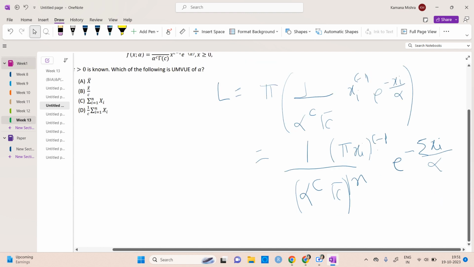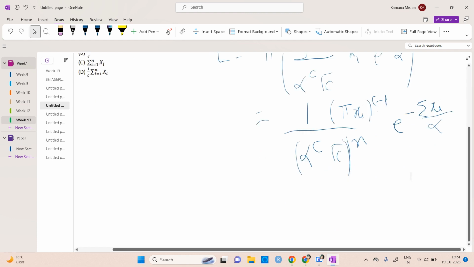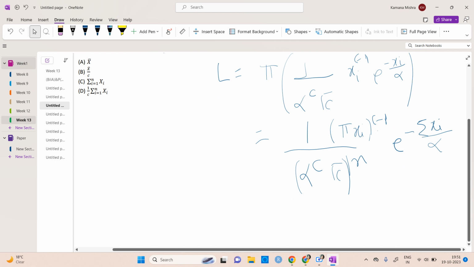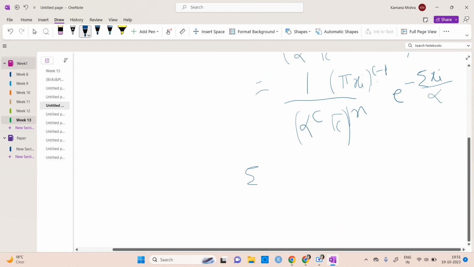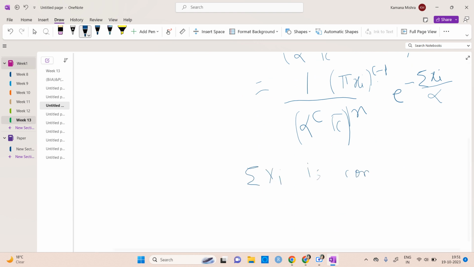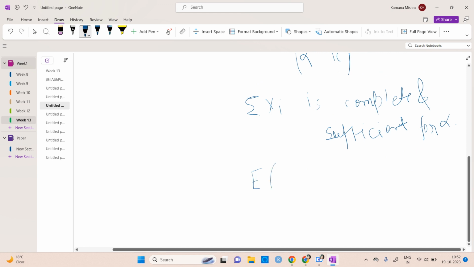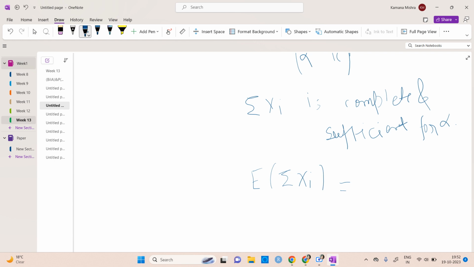Right? So now, I'm not going to prove how we are coming to this, but summation xi given here is a complete and sufficient statistic. There is not enough time to explain what is complete and sufficient, but I have explained it earlier in the lectures, I think lecture 10 in week 10. If you go through week 10, then I have explained how you know this is complete and sufficient. So summation xi is a complete and sufficient statistic for alpha. Then we have the expectation of summation xi, and it's n alpha c.